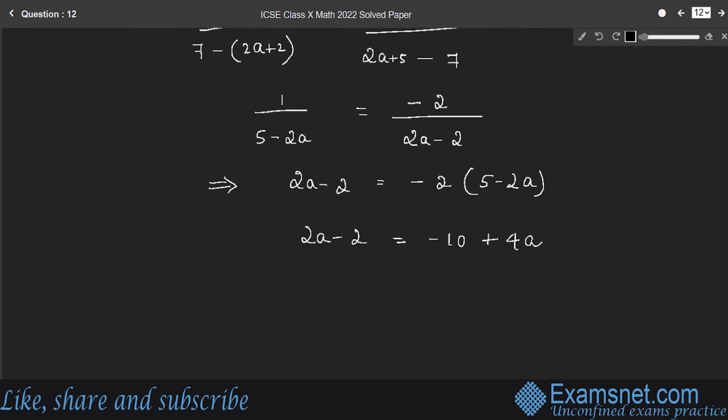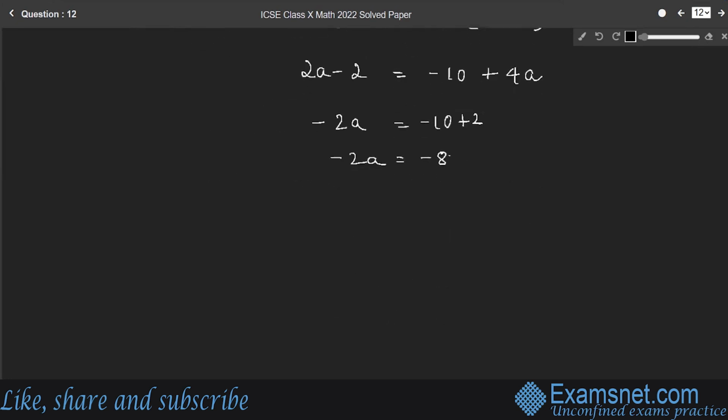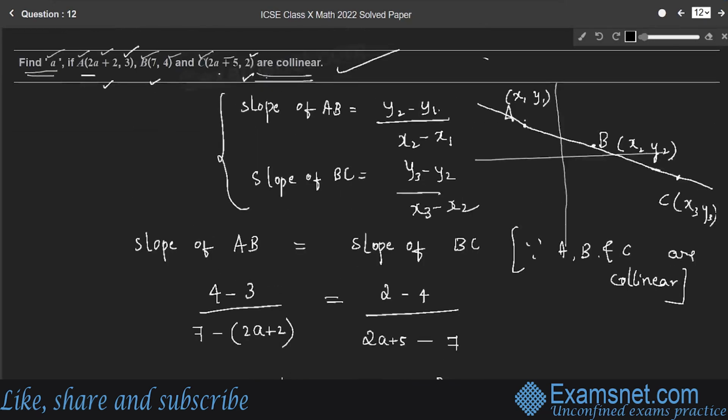Right? So 2a minus 4a becomes minus 2a, is equal to minus 10 plus 2. Therefore, minus 2a is minus 8. So the value of a is equal to 8 by 2, which is 4. Right? So the value of a is 4. a is equal to 4.